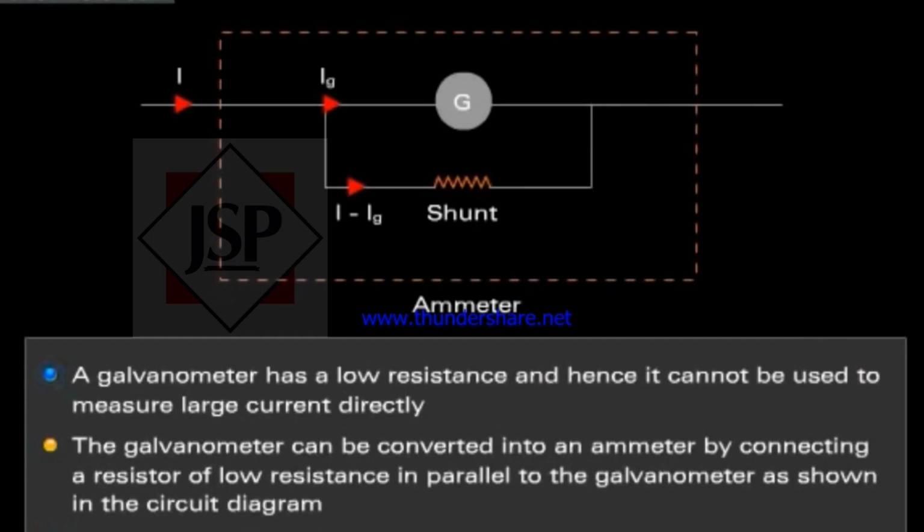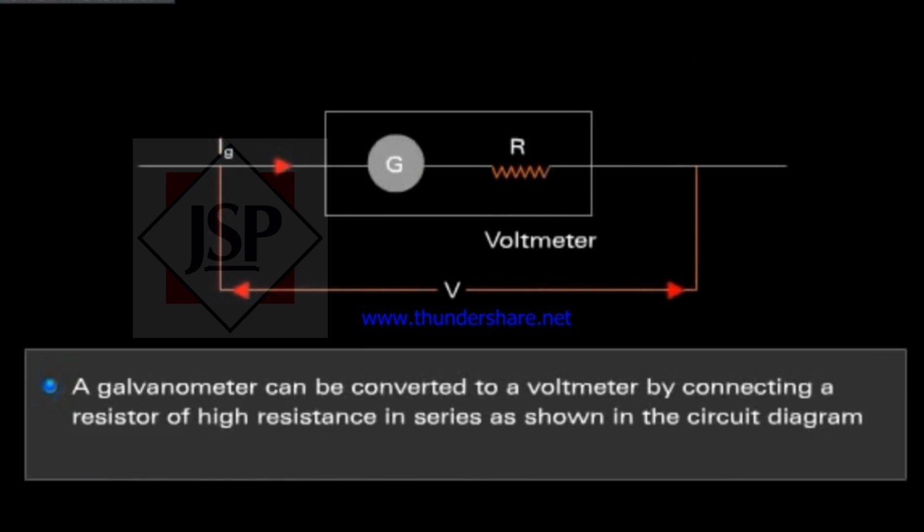Galvanometer has a low resistance and hence it cannot be used to measure large current directly. A galvanometer can be converted into an ammeter by connecting a resistor of low resistance in parallel to the galvanometer as shown in the circuit diagram. This resistor of low resistance that is connected parallel to the galvanometer is known as the shunt. A galvanometer can be converted to a voltmeter by connecting a resistor of high resistance in series as shown in the circuit diagram.